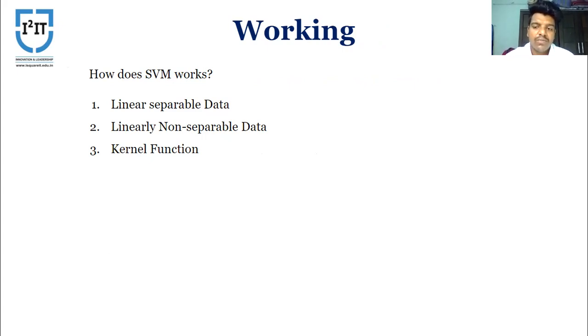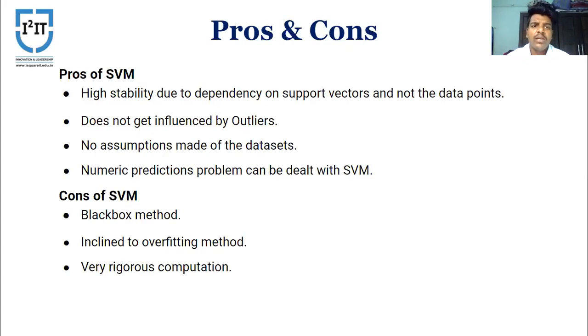The concept of transforming non-linearly separable data into linearly separable data is called Cover's theorem. For that, it is the kernel function which helps the data to be distributed equally in different dimensions. The pros and cons: high stability due to the dependency on support vectors, and data points do not get influenced by outliers, and no assumptions are made about the data sets.